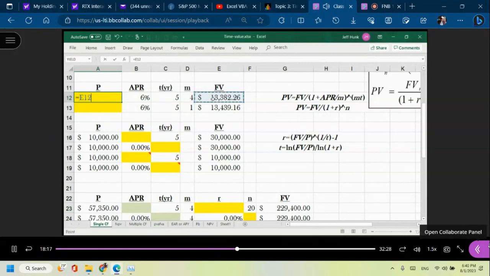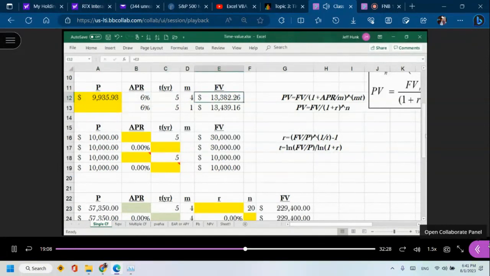Present value is future value, right? Simply future value. Discounting, right? 1 plus APR. It has to be R, but R is what? APR divided by M. You have to adjust that annual rate by compounding frequency, right? And then raised to 5 times M, right? All right. Then what do you think? What do you think we're going to get? We're going to get exactly 10,000, right?